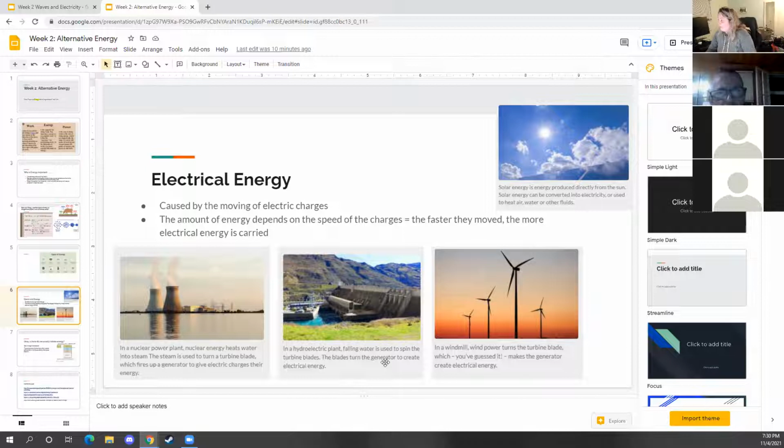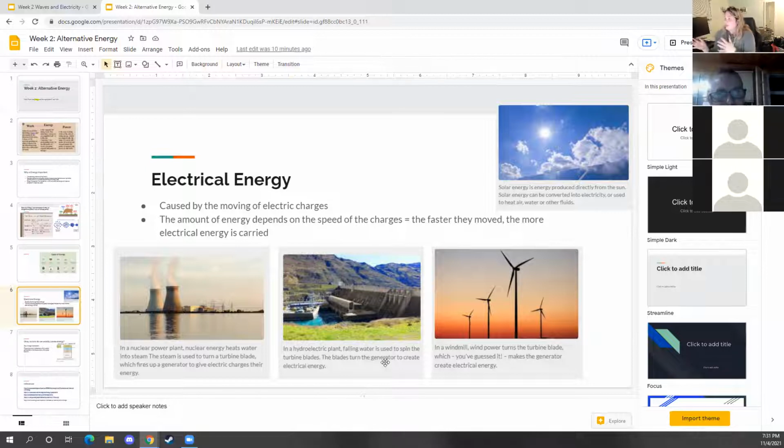Windmills, an easy one, right? Wind power turns the turbine blades, which makes the generator create electrical energy. And then solar energy is the only one that's a little bit different, right? It's not really using a mechanical form there. Basically, solar energy is produced directly from the sun, so it's converted into electricity and used to heat air, water, and other fluids. And we'll talk about that one more when it comes.